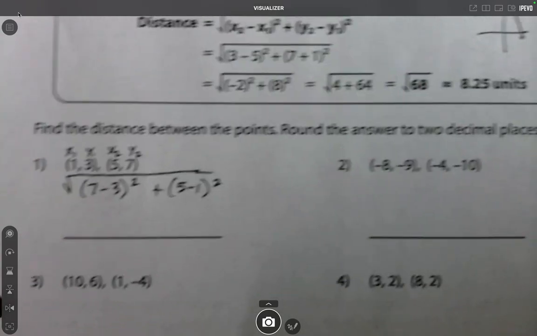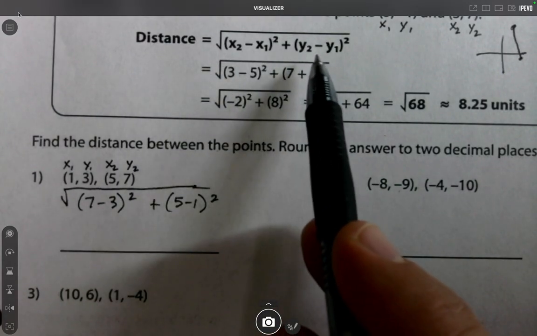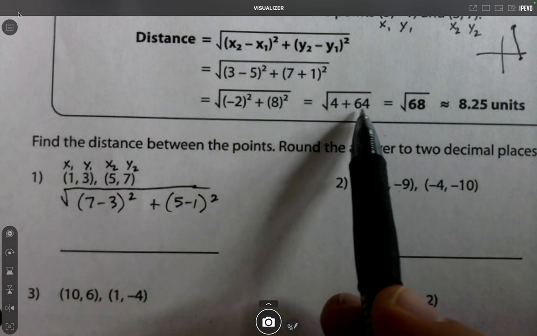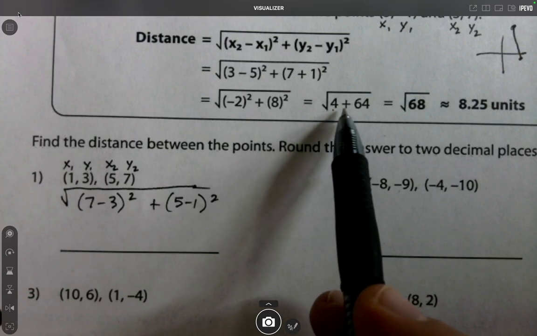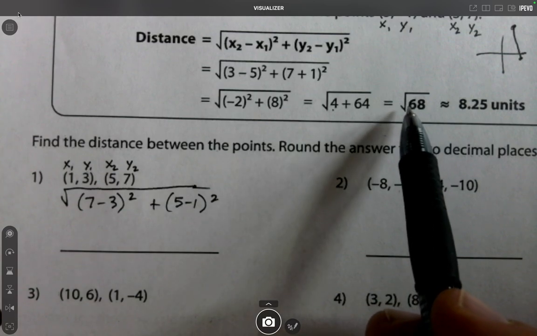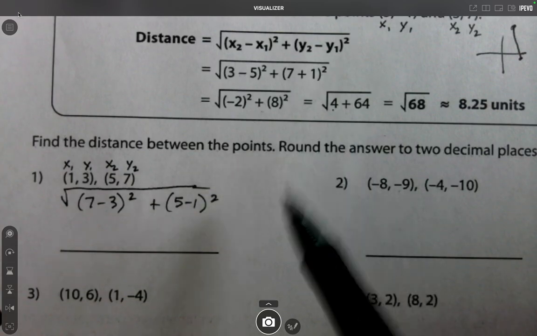Okay, so let me just explain what I accidentally did. I accidentally did the y's here and the x's here. That's not going to change our answer because we're adding. So just think about this one. If I had done this one in reverse, I would have just gotten 64 plus 4 instead of 4 plus 64. So you'll still get the same number either way. But I'll make sure I follow the pattern and do x's first from here on.